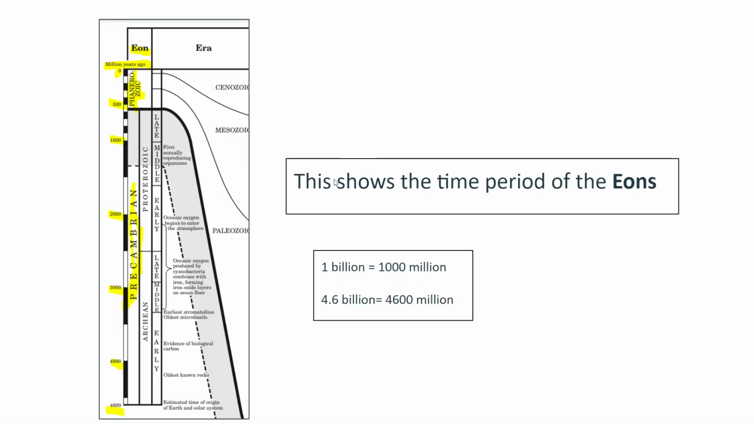And so the million years ago can also be asked in billions of years. So the Regents may ask you the same time in billions of years. So 1 billion years is 1,000 million years, which means 4,600 million years can also be called 4.6 billion years.